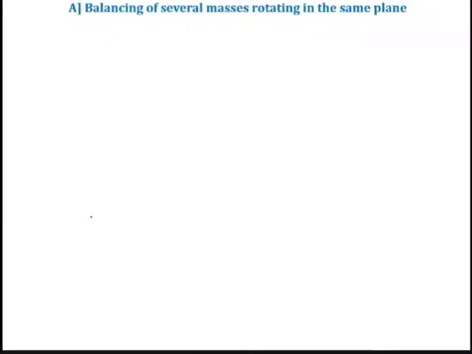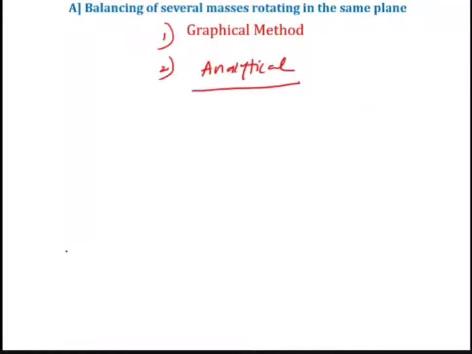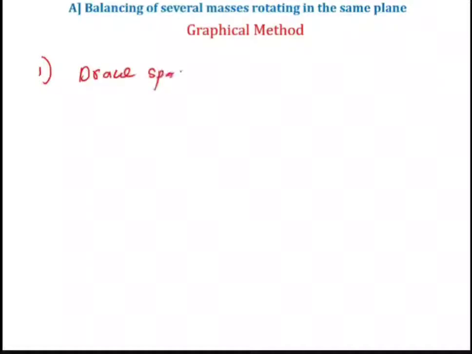Okay, so what are the steps for this particular case A? Basically there are two methods. The first is the graphical method and the second is the analytical method. We'll understand both methods. First we will understand the graphical method. What is step number 1? The first step is to draw the space diagram, right? You have to draw the space diagram.